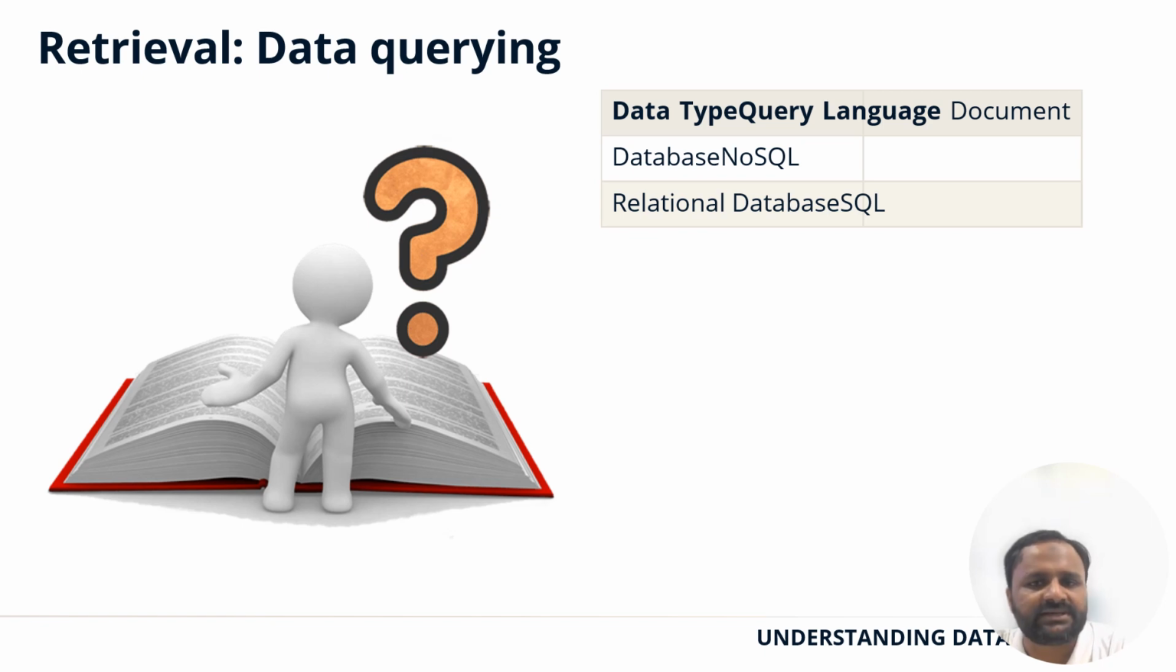Each type of database has its own query language. Document databases mainly use NoSQL, while relational databases mainly use SQL. SQL stands for Structured Query Language and NoSQL stands for Not Only SQL.